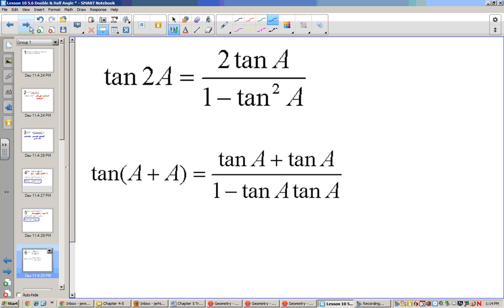All right. Now we're moving to the tangent double angle property. Tangent of 2a is 2 tan a over 1 minus tangent squared a. And we prove this similarly. A plus a is tangent of a plus tangent of a over 1 minus tangent times tangent. Tangent a plus tangent a is 2 times tangent of a. This would be 1 minus tangent squared a, and we're done with the problem.